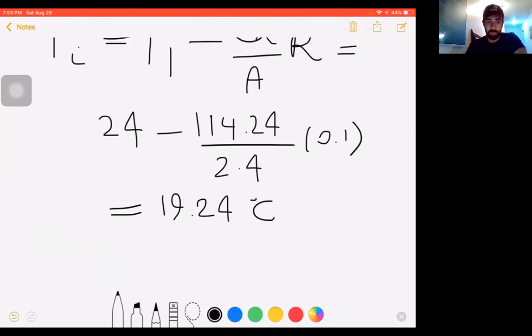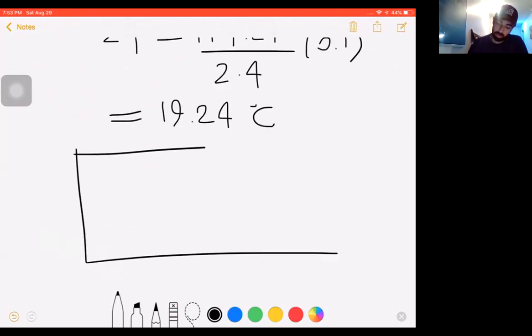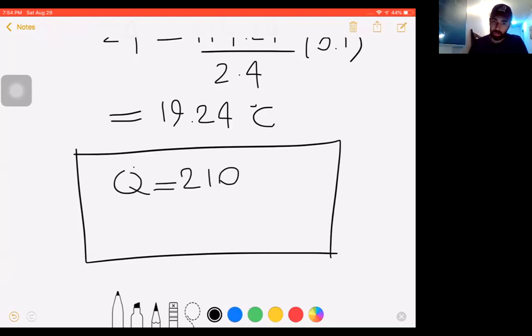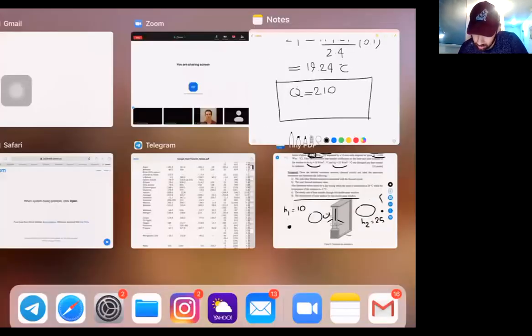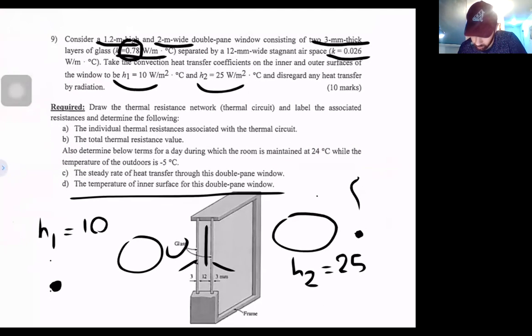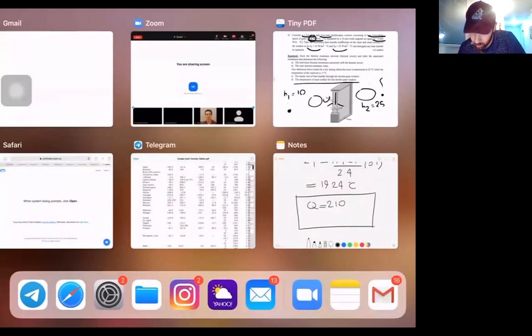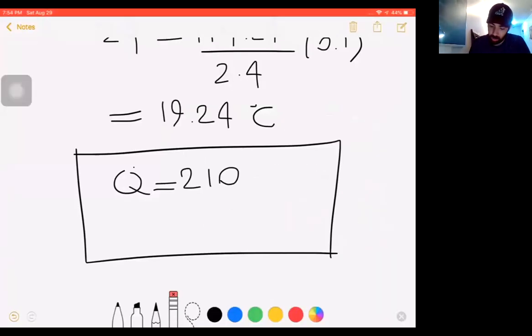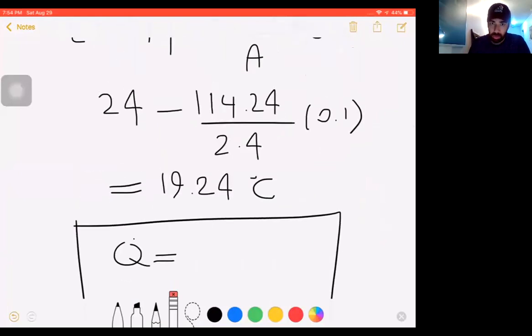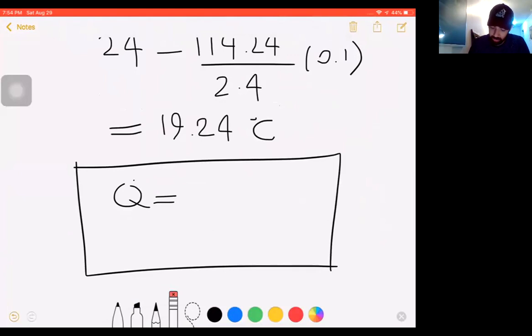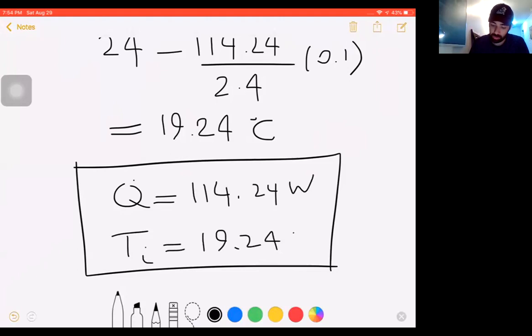So the answers to the question: the heat rate was equal to 114.24 watts, and the final temperature is equal to 19.24 degrees Celsius.